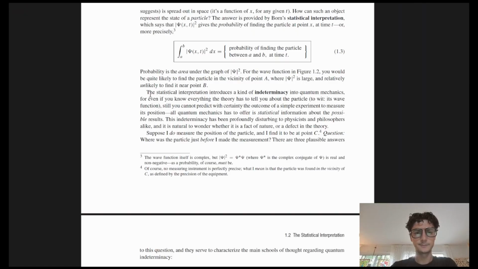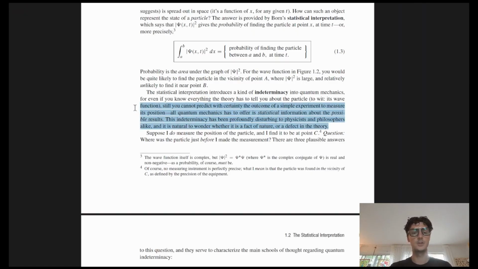Let's keep reading here. The statistical interpretation introduces a kind of indeterminacy into quantum mechanics. For even if you know everything the theory has to tell you about the particle, to wit, its wave function, still you cannot predict with certainty the outcome of a simple experiment to measure its position. All quantum mechanics has to offer is statistical information about the possible results. The indeterminacy has been profoundly disturbing to physicists and philosophers alike, and it is natural to wonder whether it is a fact of nature or a defect in the theory.